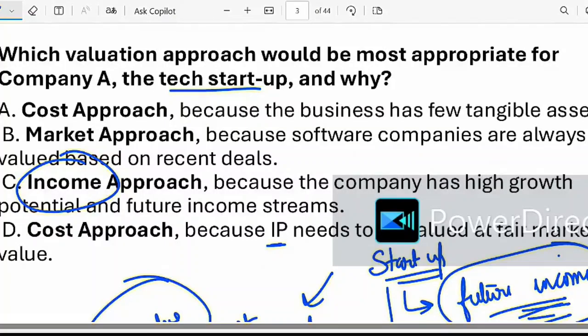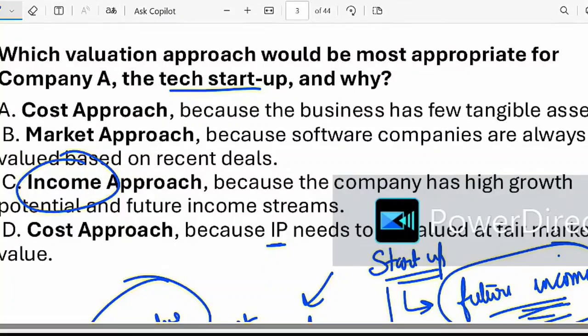And what is the cost approach? It looks at the present asset. So for this particular tech startup, the income approach is the best way to go. So please tell me, is the concept clear? Please let me know in the chat box. क्या ये concept clear है? If it is clear, just write clear in the chat box. So for Company A, which is the tech startup, the income approach is the best approach to go with.